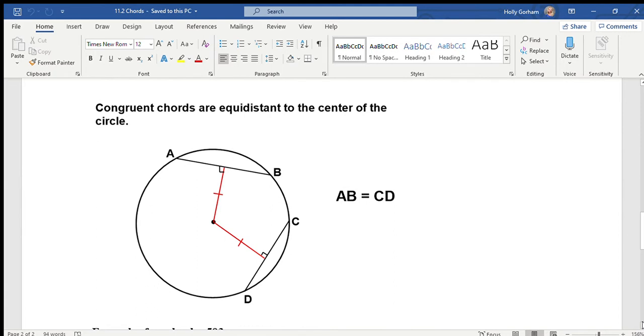When you have congruent chords, they are equidistant to the center of the circle. Think about that word equidistant. It sounds like equal distance, which is exactly what that means. So if you know that AB is equal to CD, they have the same length, then the distance from AB to the center is the same as the distance from CD to the center. So these two segments in red, they would have to be congruent to each other. Now notice that it's forming that right angle to the chord. That's important. That right angle needs to be there.